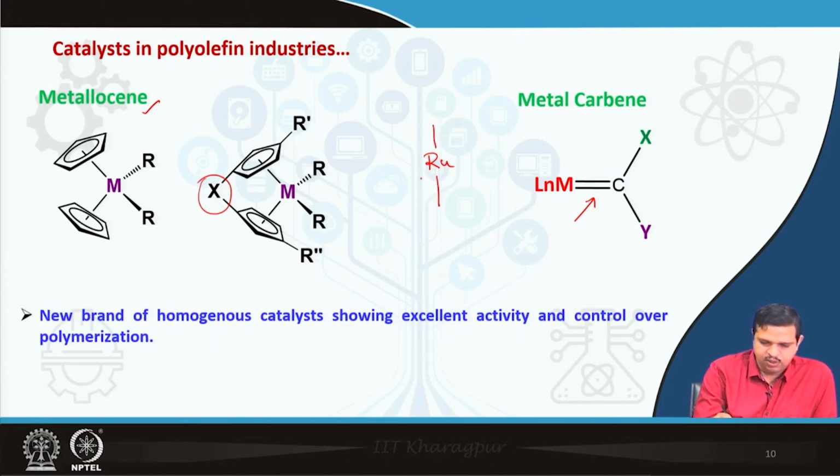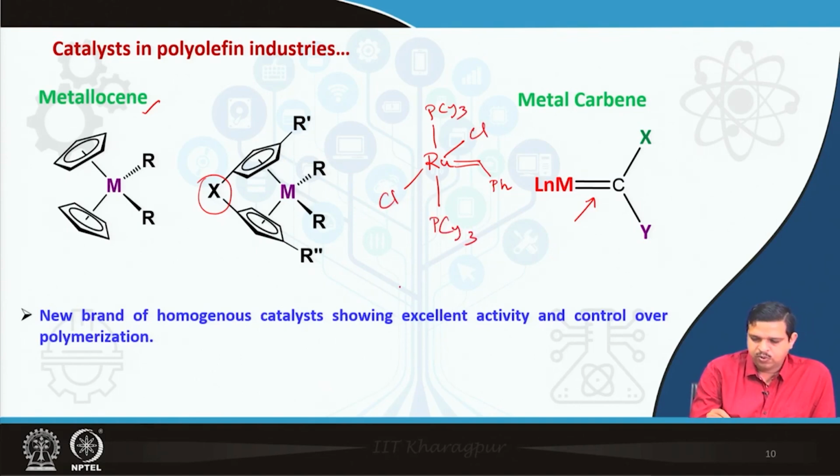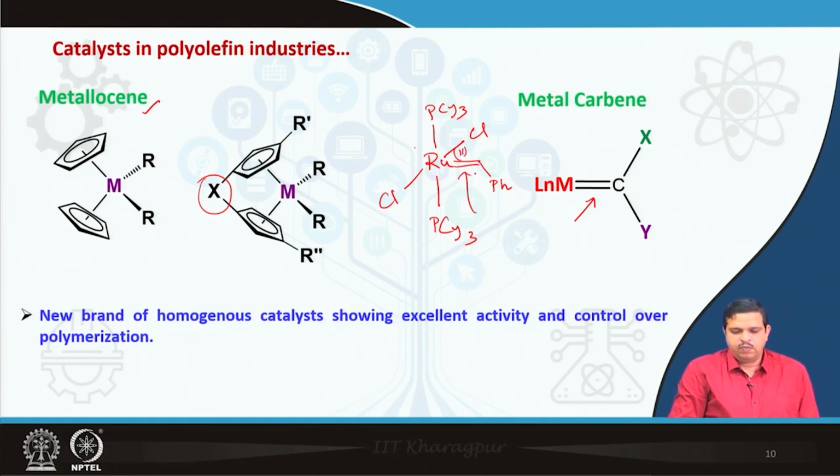So, what is the basic structure of the Grubbs catalyst? So, this is like that. So, you have this one, and this is cyclohexyl phosphine, and this is chloro. So, you will see that this ruthenium is in +2 oxidation state, and you have the metal-carbene bond. This is also a very good catalyst for alkene metathesis polymerization. So, we will discuss these in a very systematic way.